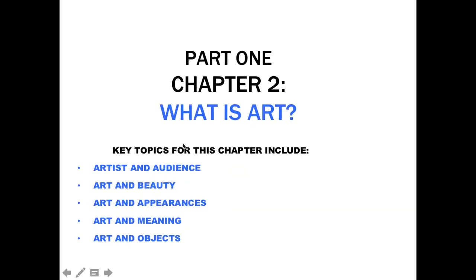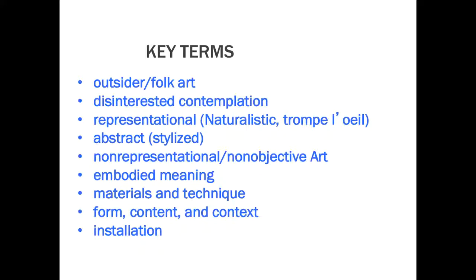What is Art? It's going to talk about artist and audience, artist and beauty, art and appearances, art and meaning, and art and objects. These are really important terms. Be sure to add aesthetics to this because it really does happen.